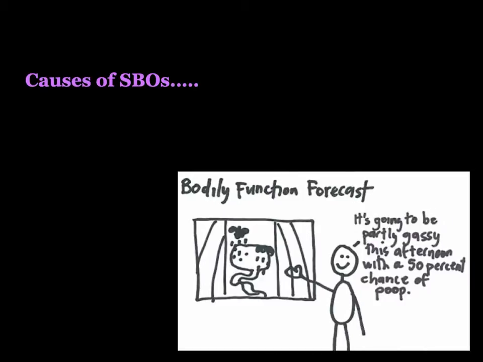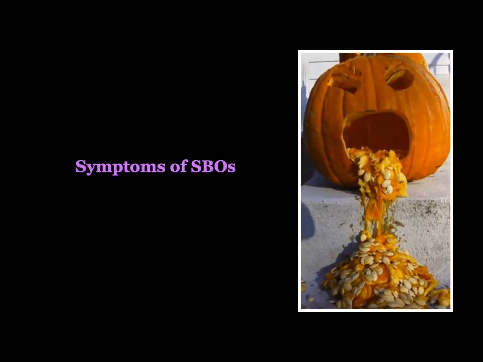So let's start with small bowel obstructions. Causes of small bowel obstructions include hernias, cancer, intussusception, volvulus, and adhesions. Symptoms include nausea and vomiting, crampy abdominal pain that seems to come and go in waves. Some patients may also complain of back pain. Patients may have diarrhea or they may be constipated. And if a patient has had a small bowel obstruction in the past, they may say that this feels just like their prior SBO.